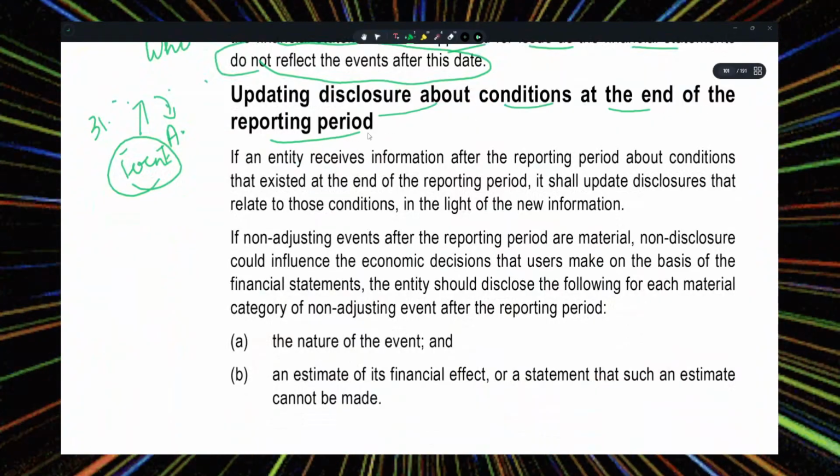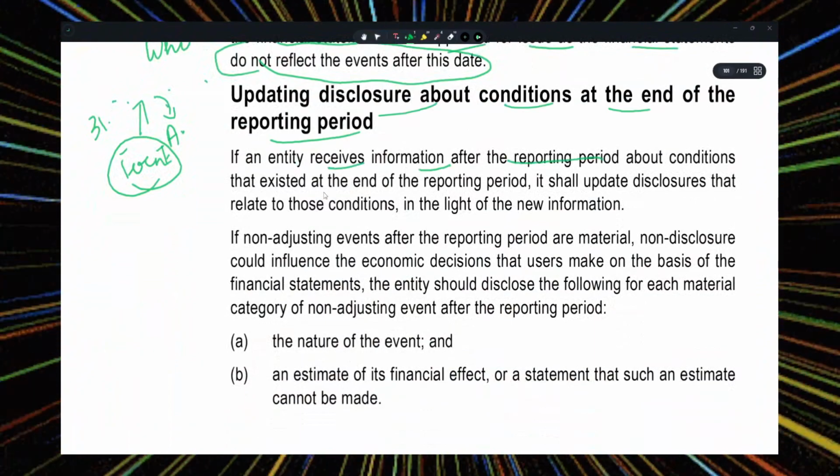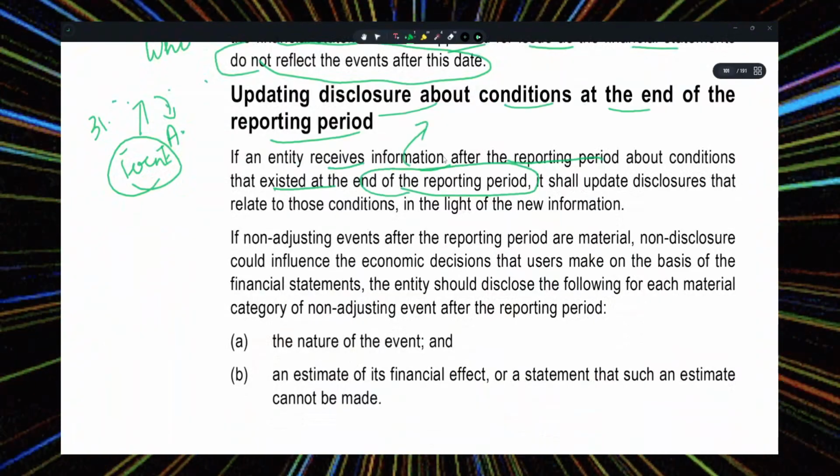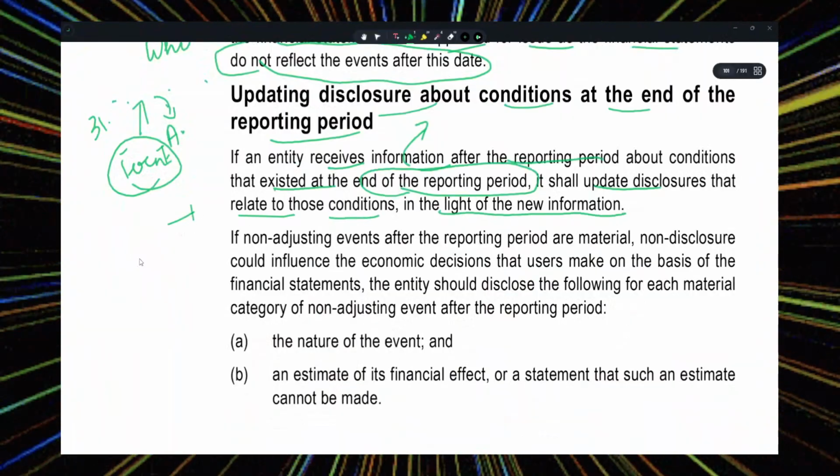What is the updating disclosure? What are the updating disclosure conditions? The entity receives information after the reporting period about conditions that existed at the end of the reporting period. Each entity shall update disclosure relating to the condition in the light of the new information. This is the new information; we are disclosing it, and we say we came to know about it on this date.